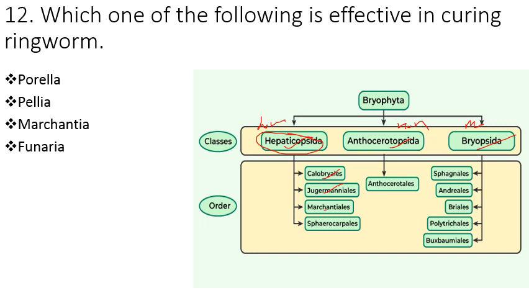Then this Hepaticopsida is further divided into different orders, like we have Calobryales, Jungermanniales, Marchantiales and Sphaerocarpales. Then next we have the hornworts, in which we have Anthocerotales, only one order, with genera Anthoceros, Notothylus, Megaceros. Then comes the group mosses, which includes Sphagnales, Andreaeales, Bryales, Polytrichales and Buxbaumiales. This is Buxbaumia, which belongs to this group.